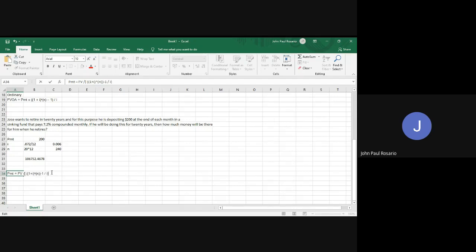Okay. So the thing about this one is we simply have to transfer this equation padulong diri, tama? Yes, sir. Okay. Now, this formula can also be expressed as this one.